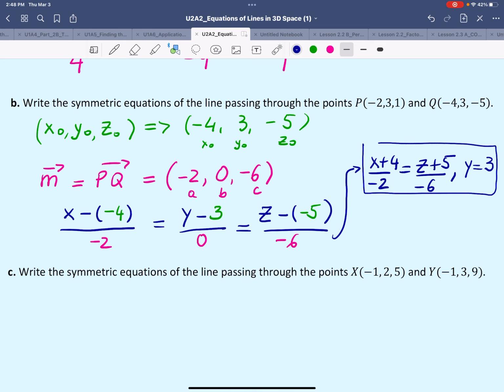Now, you probably wonder, what happens if we actually end up with, let's say, z equals a number? I want you to think about it and ask these questions in class.